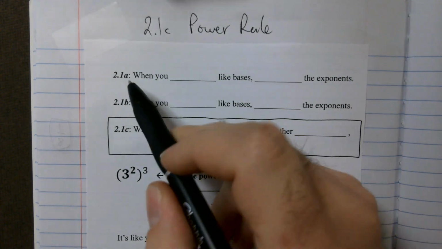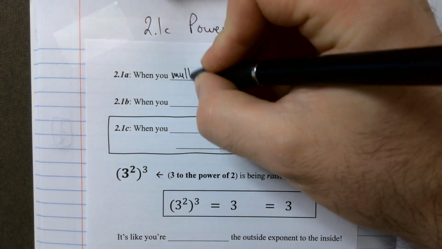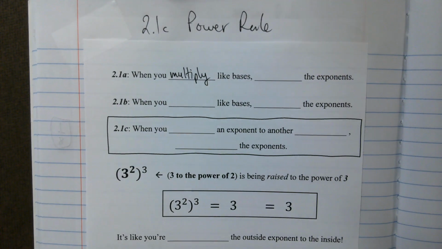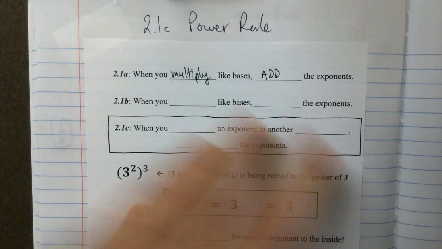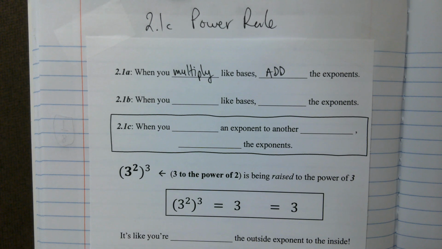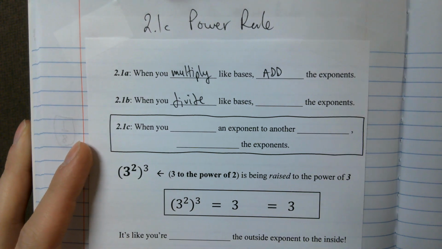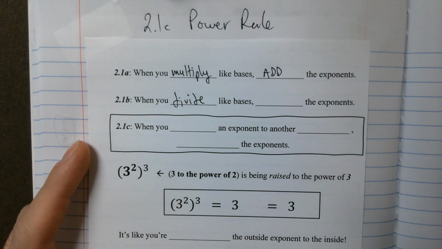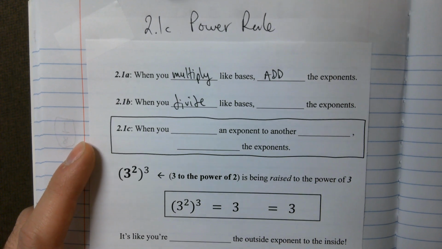Just to recap what we talked about. In 2.1a, when you multiplied like bases, we added the exponents together. So when we multiply the bases, we add the exponents together. In 2.1b, when we divided like bases, what did we do with the exponents then? We subtracted them.